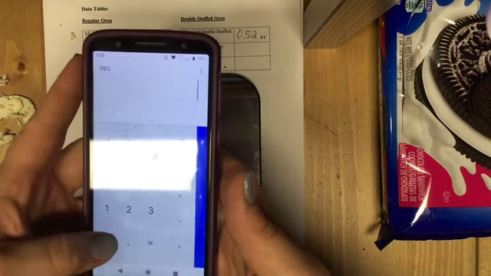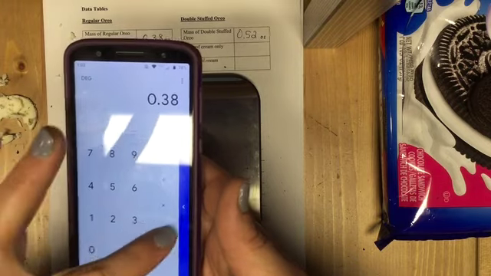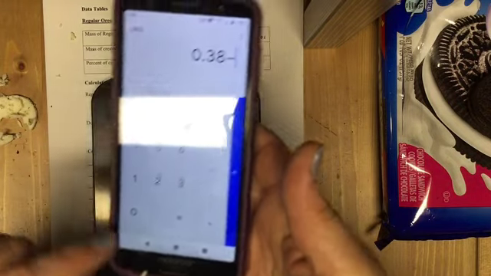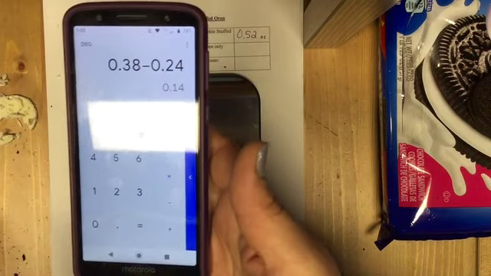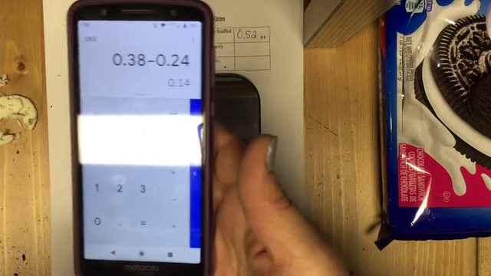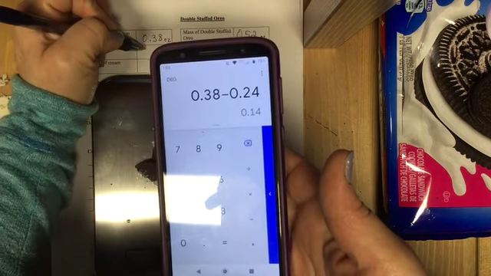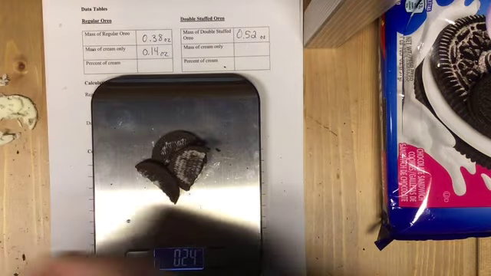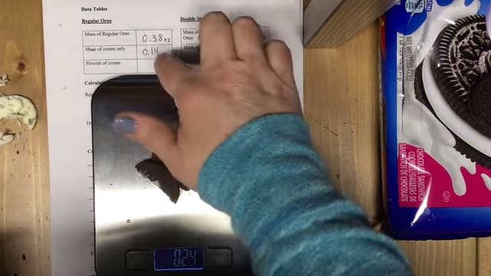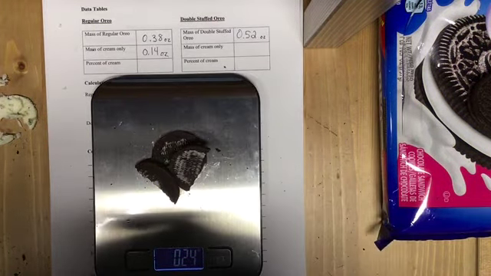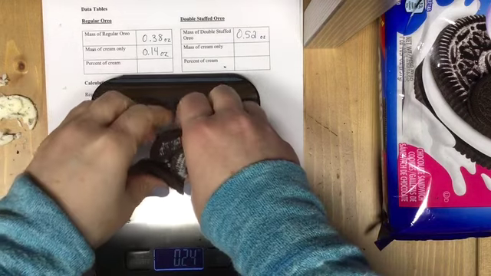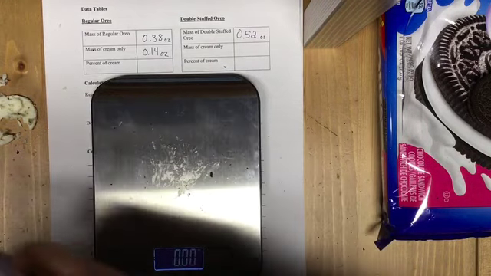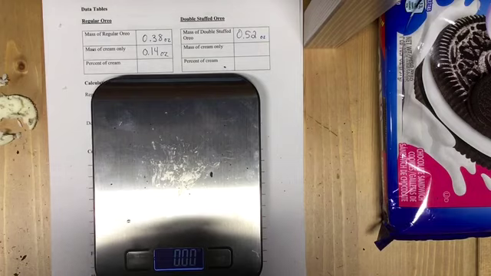Right? And I'm going to subtract 0.38 minus 0.24. And I get 0.14. So the mass of the cream is going to be 0.14 ounces for the regular Oreo. Right? So again, that is the regular Oreo. Okay? Now to find the percent cream here, we're going to have to do a little bit of math, which we're going to do together. Let me take this off. Take a bite. Yum, yum.